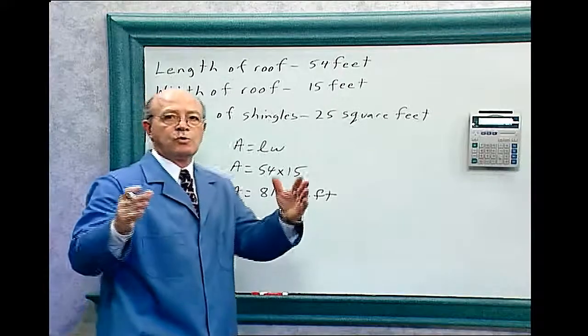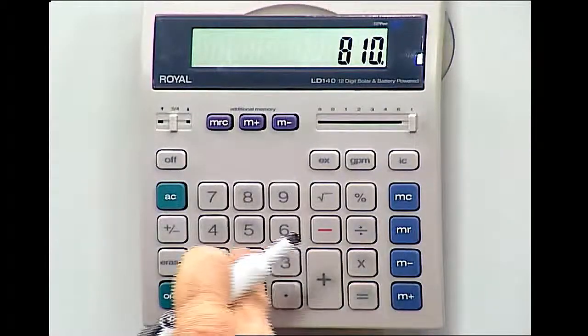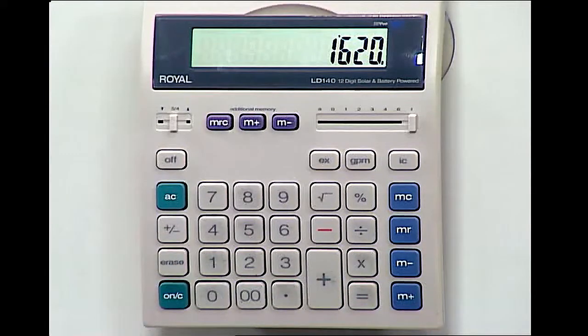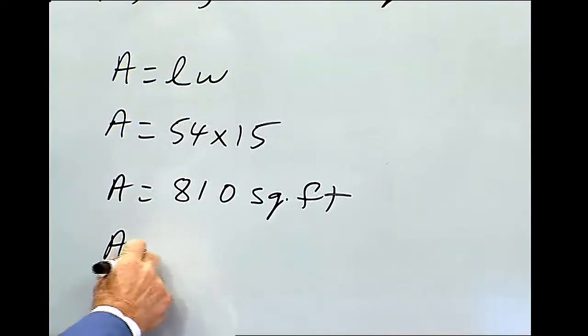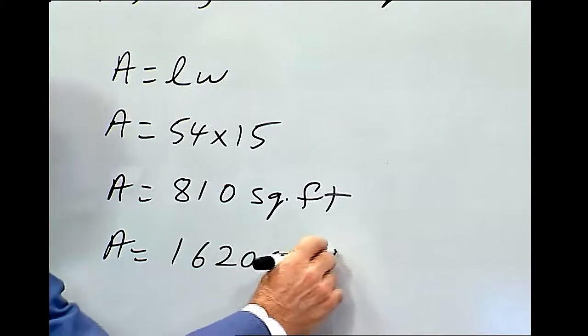Now that's for just one side of the roof, so we have to double that. So we just times that by 2. That equals area for the entire house is 1,620 square feet.